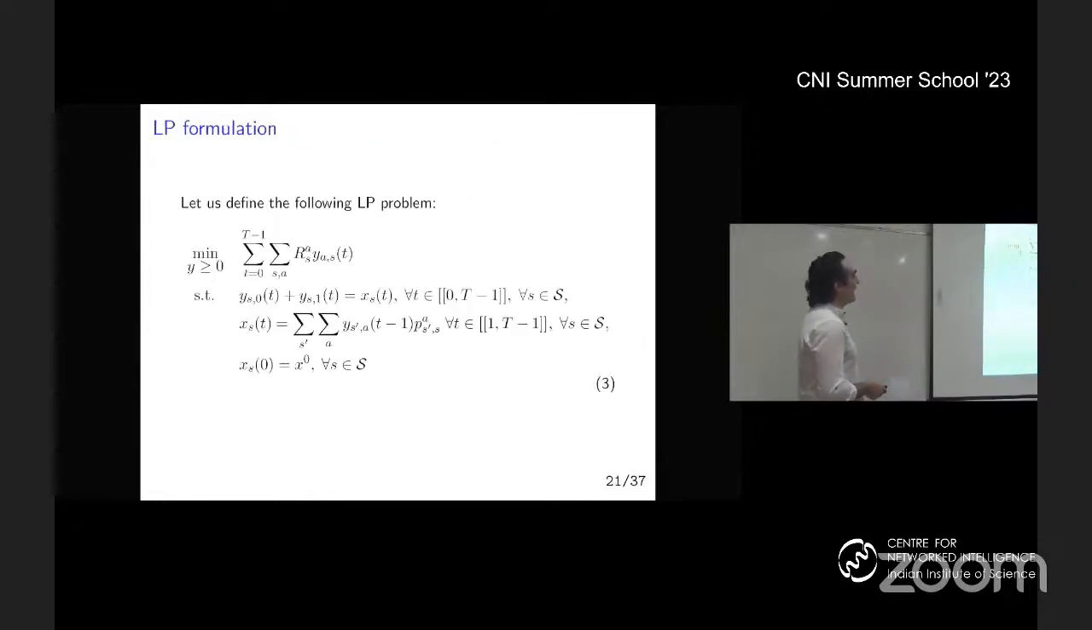So let's define the following linear programming problem. Let's have a look at this linear problem. What do we have? We have our cost function, and this variable y a of s t. So y of a of s t can be interpreted as the expectation on the entire trajectory that I will play action A when I'm in state S at time t.